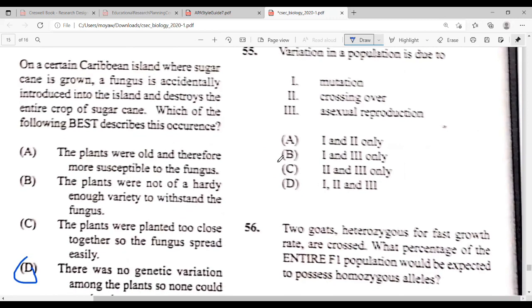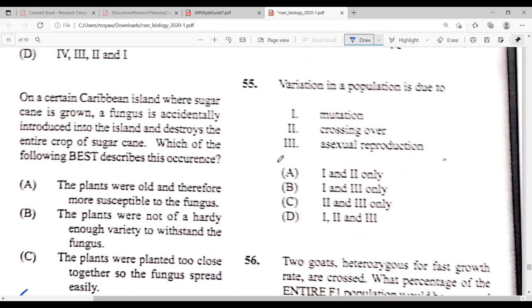So 55, variation in a population is due to, so we have 1, mutation, 2, crossing over, 3, asexual reproduction. So because we're talking about variation, which is basically a difference, asexual reproduction would have been out of it, because asexual reproduction is a clone. They are genetically identical. So it's everything except 3.